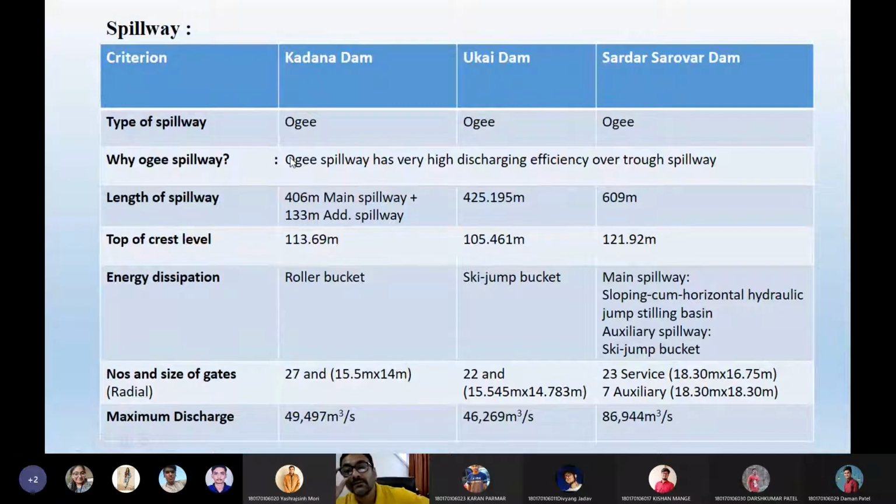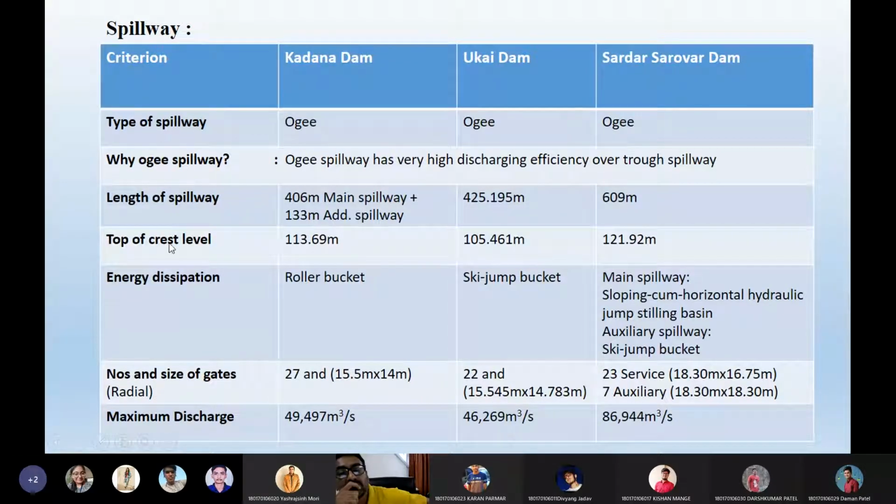Here is the length of the spillway. Here is the top crest level. Here is the main spillway, and the auxiliary spillway is here. The main spillway is provided to pass the entire design flood. That's why the main spillway is provided. And Ogee spillway is provided where site conditions are favorable or economical. Here is the top crest level, and here is energy dissipation.